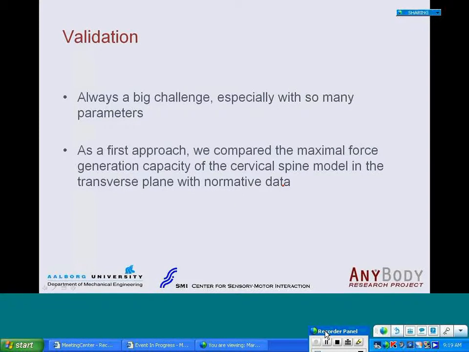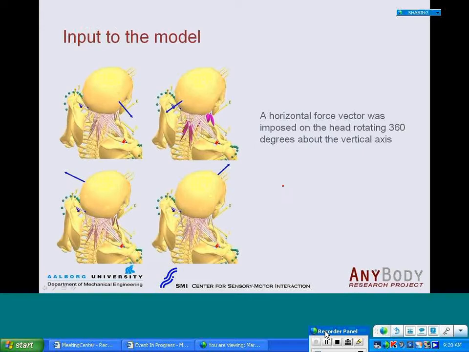So first we defined an input in the model. Because, as I said, this model is based on inverse dynamics, so you have to define the movement and you have to define the external forces. In this case, we have defined the posture of the neck in a kind of anatomical position, and we keep it that way. And then we have a horizontal force vector, which was imposed on the head, and it was rotating 360 degrees about the vertical axis.